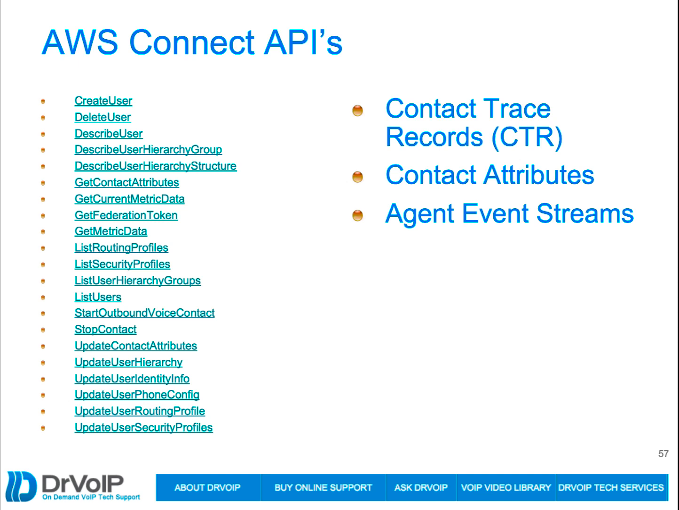AWS has a number of streams you're going to want to be familiar with. The contact trace records are generated. This looks a lot like what telephony folks would say is a call detail record: date, time, duration of the call, number dialed, endpoint connections, all types of information about a particular contact that's hitting your call center. Contact attributes, we'll look at that in greater detail in just a minute. And of course, there's the agent event streams.